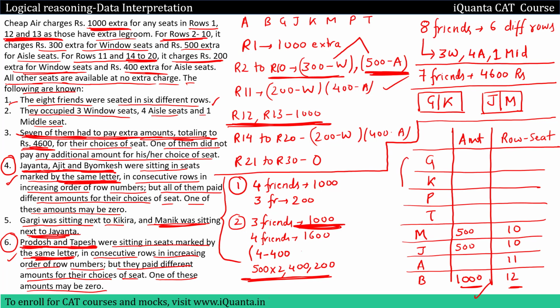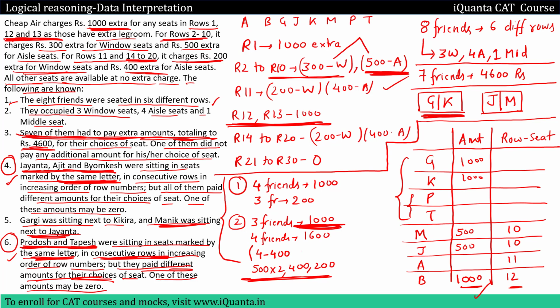Definitely there will be 2 out of G, K, P, T. We clearly know that G and K are sitting together, so yes, both of them can pay 1000 rupees. But can we make P and T pay 1000 rupees? No, because P and T are sitting in consecutive rows and they should have different amounts for their choices of seat. So that means P and T cannot pay 1000 rupees each. So it will be G and K who will pay 1000 rupees each.